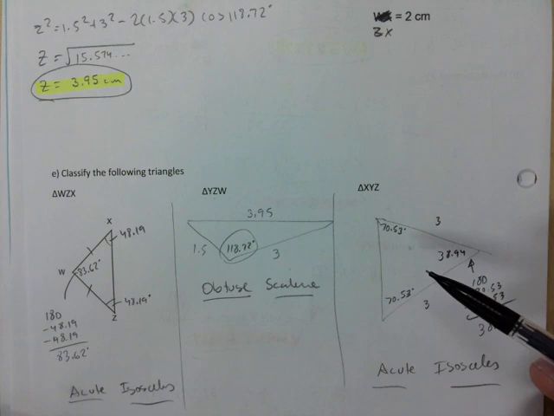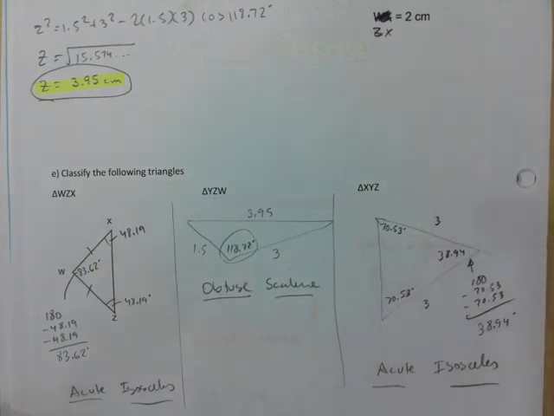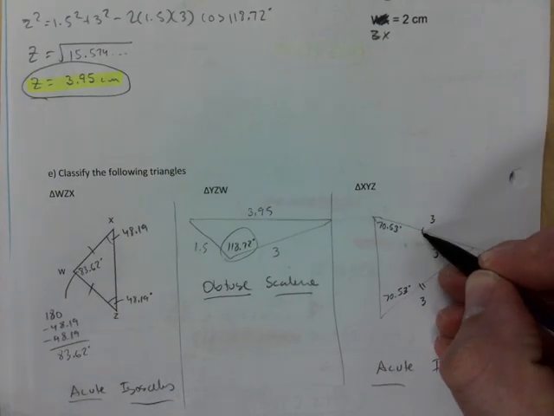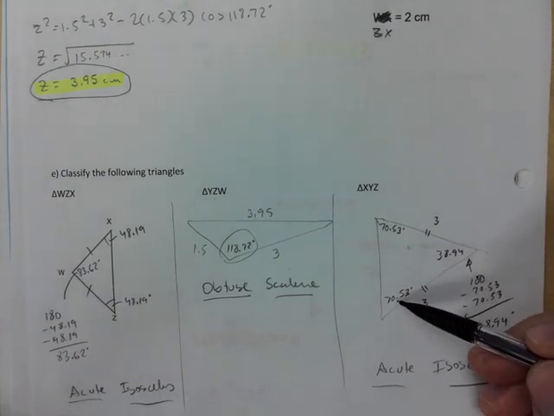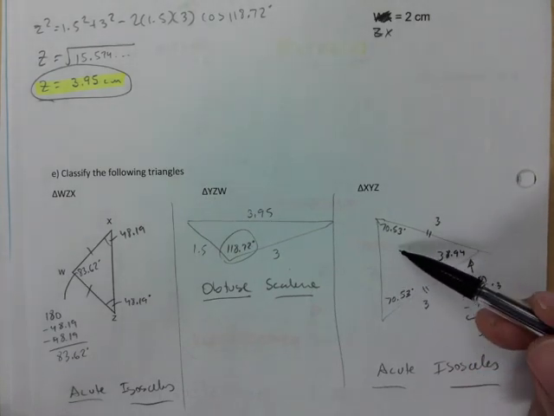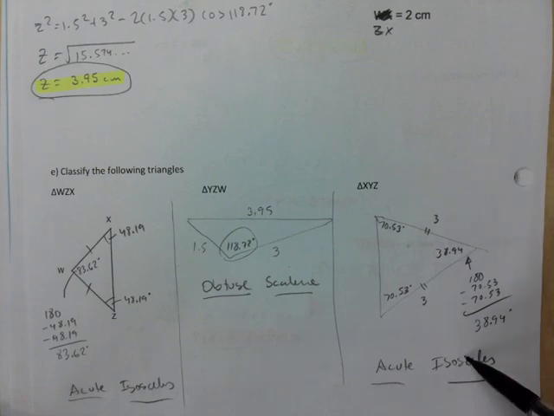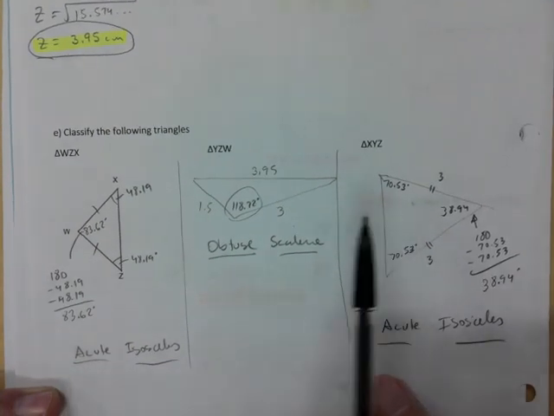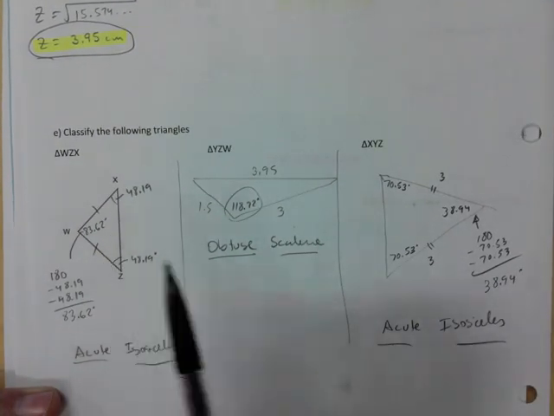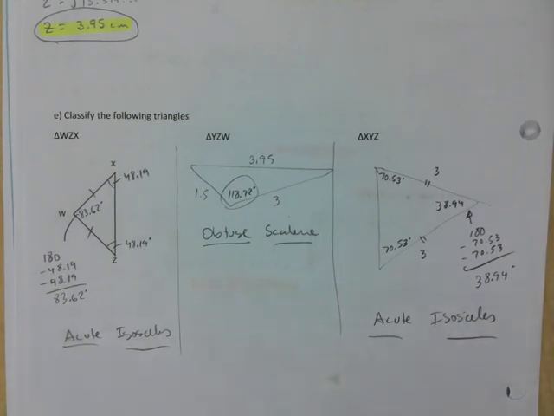Then XYZ is the bottom half, right? We know that these two are the same. And we know that these are 70.53 from before. So I just take those away from 180 to get 38.94. So it's also an acute isosceles. But it could be that one of these is actually obtuse, right? So you got to watch out for that, maybe both.